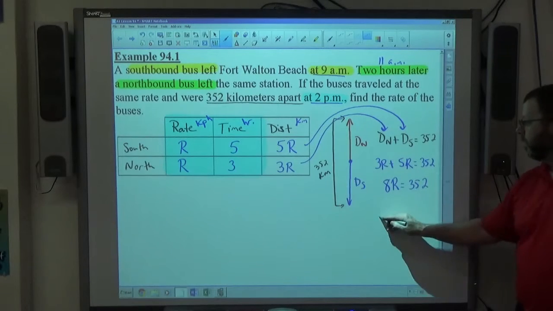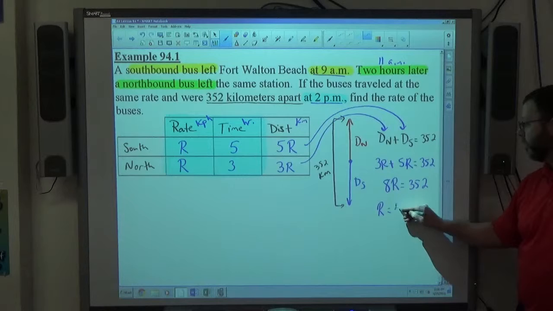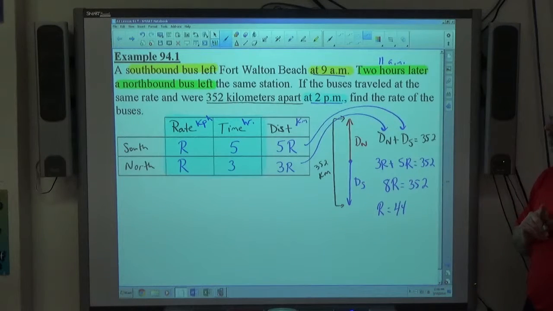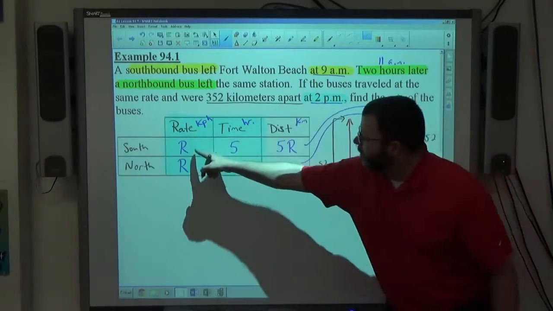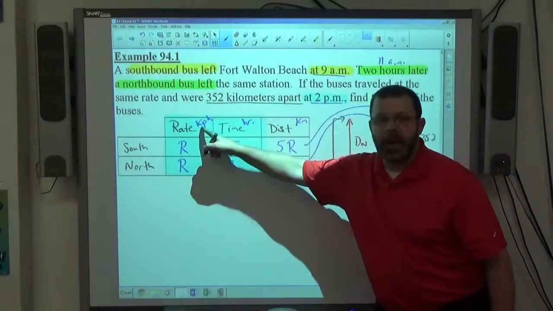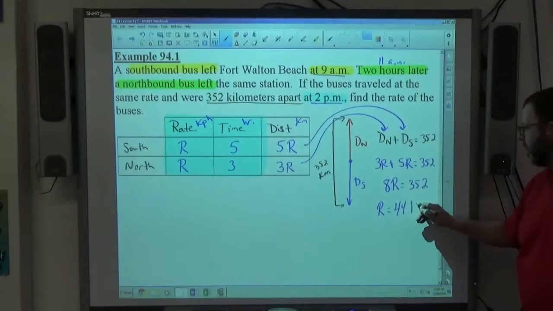And it's divide, what do you get, Mitchell? 44. 44 what? Kilometers per hour. Very good. How do you know that? Because that's what the rate is. And that's what R equals, 44. R's are right here in these boxes on the category of rate, which is kilometers per hour.